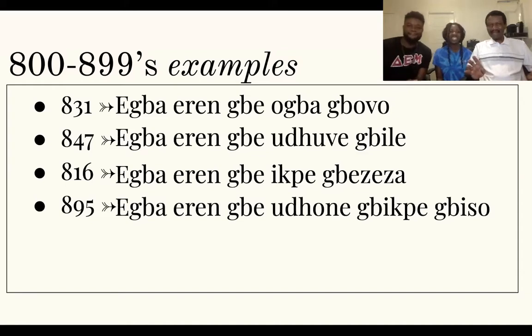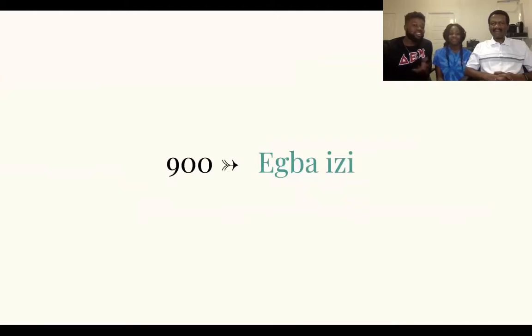Don't worry, you guys are doing great. It gets better with time. So 831. Egba Aaron Be Ogba Bovo. 847. Egba Aaron Be Uduve Bile. 816. Egba Aaron Be Ibe Bezeza. 895. Egba Aaron Be Udone Bibe Biso. Brethren. Whew, okay, so one last one, the 900s.